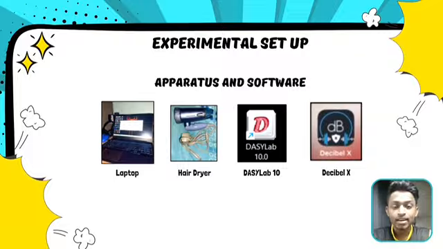Second item we'll be needing is the hairdryer. The hairdryer will act as the sound source for the experiment. Next, we'll be using a software called DaisyLab. DaisyLab is used to get the results of the time domain graph and frequency domain graph. Next, we will be using Decibel X. Decibel X will be used to measure the average decibel value of the sound source.